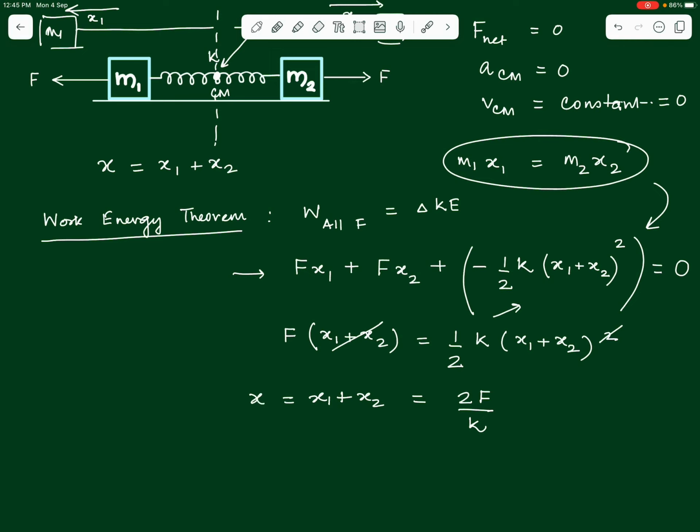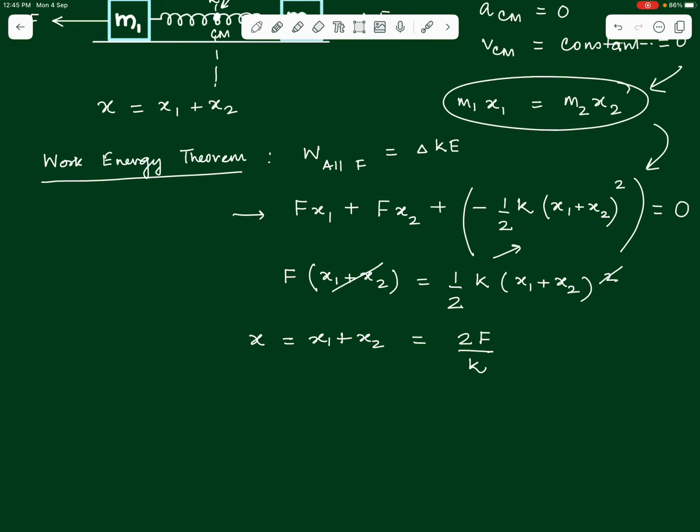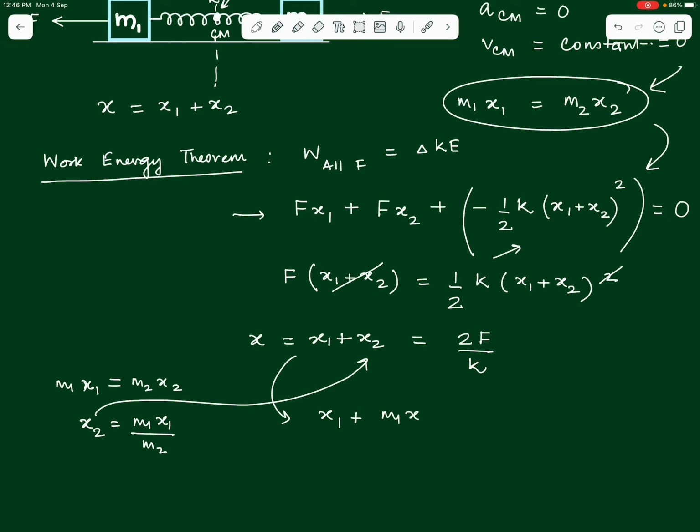So this is what we have got, and now we can use this equation along with the first equation here, m1 x1 is equal to m2 x2, to get the values of x1 and x2 both, right? So can we do this? From the equation m1 x1 is equal to m2 x2, can we write, let's say, x2 is equal to m1 x1 by m2, and then substitute this value of x2 over here to get the value of x1. So we get x1 plus m1 x1 by m2 is equal to twice of f by k. Solve this for the value of x1.